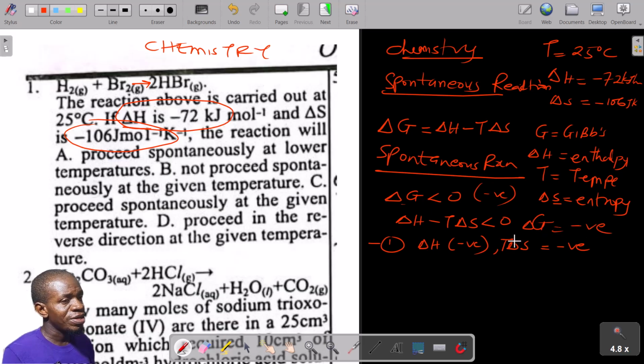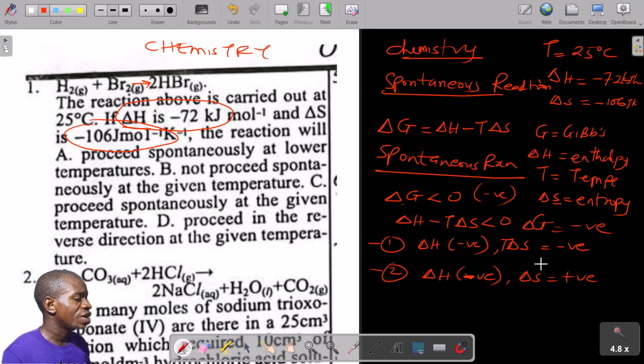And remember that if my delta G is negative, automatically the reaction is going to be spontaneous. Then another condition is when delta H is negative, which is an exothermic reaction, and our entropy is positive, delta S is positive. At this point, our delta G will be negative.